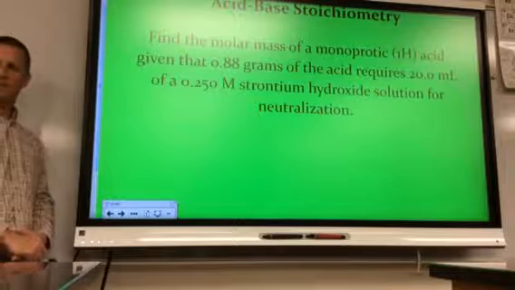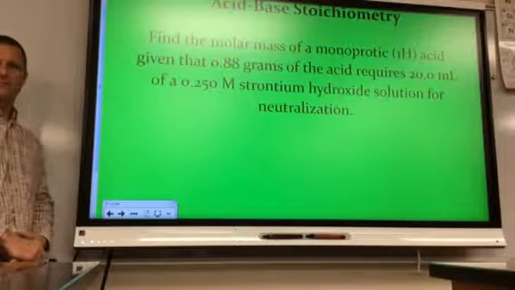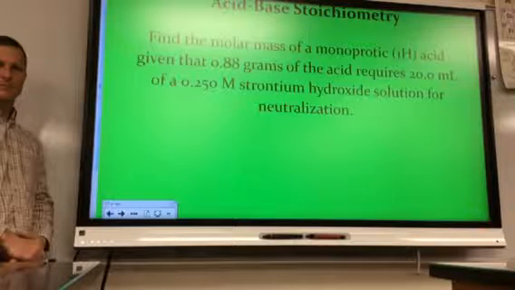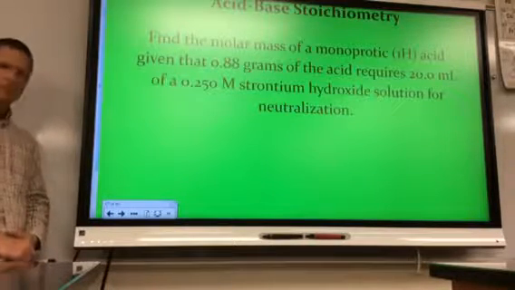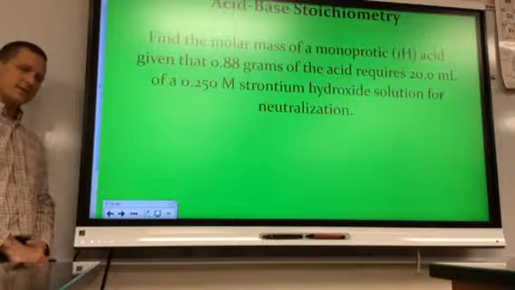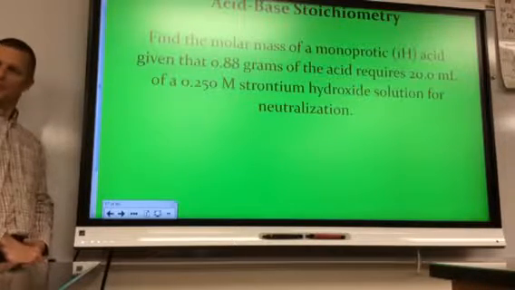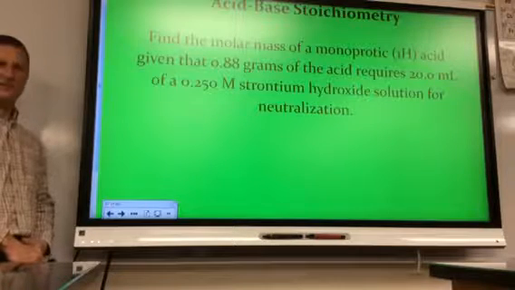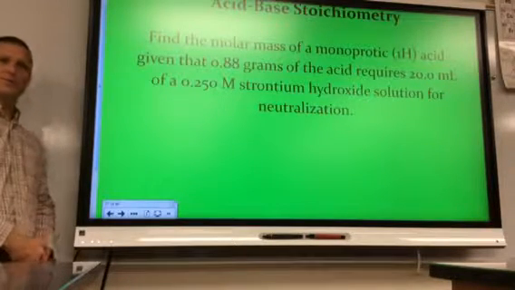It's an unknown acid. The experiment that we're going to do on Thursday and Friday has an unknown acid. You have to try to figure out what its molar mass is. Kind of like what we're doing in this problem.